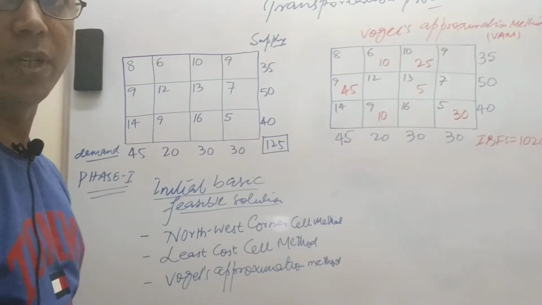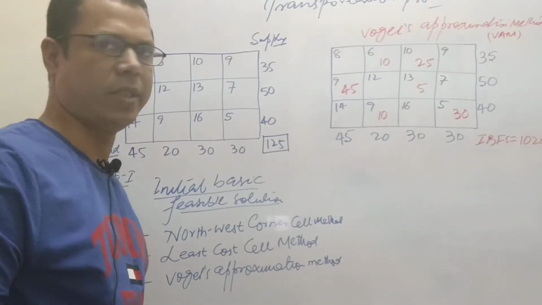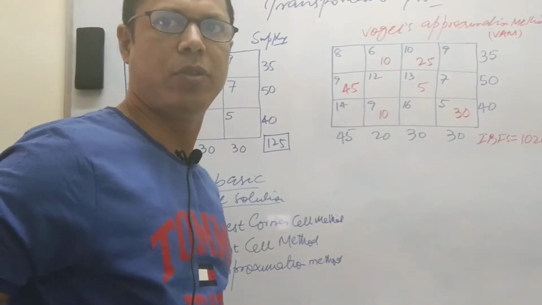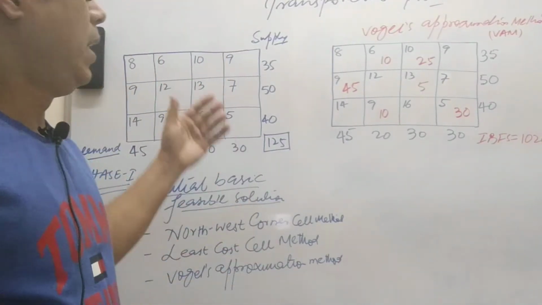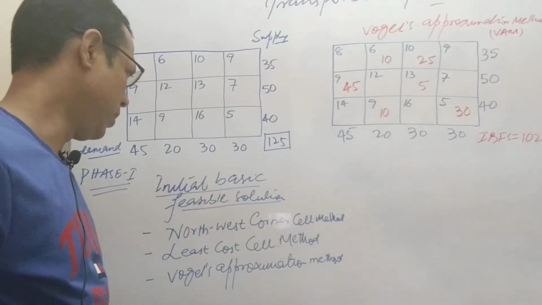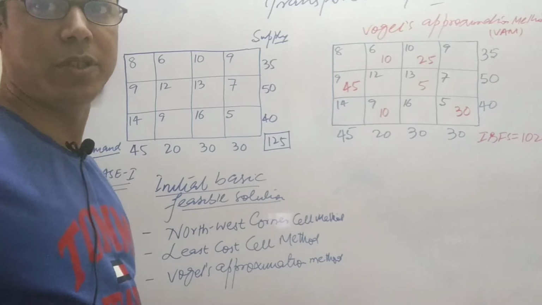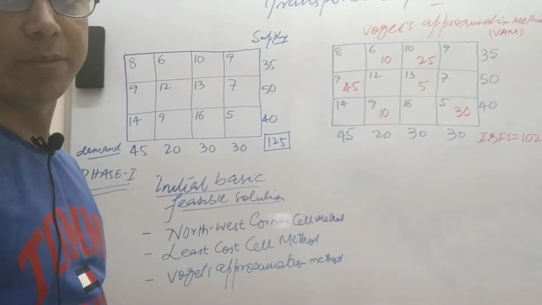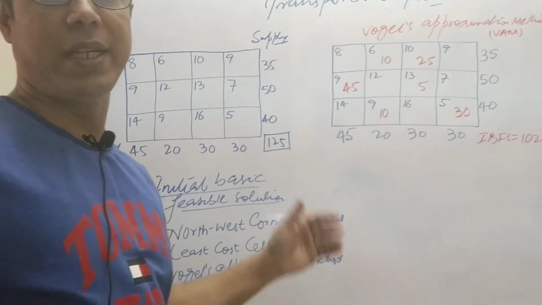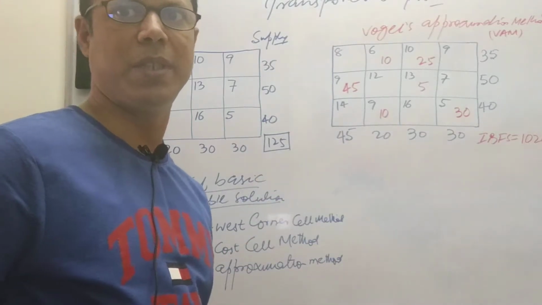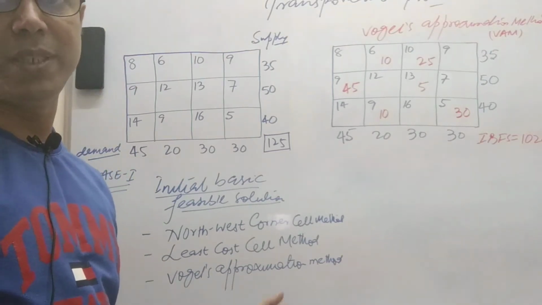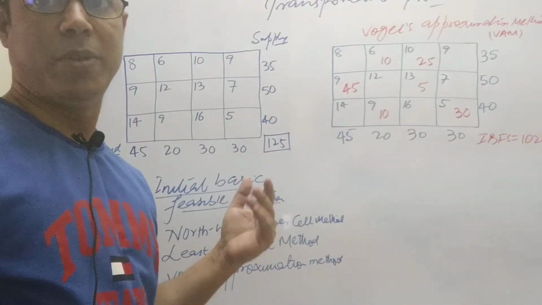Okay, so in this video I am going to continue the concepts of transportation problem. In part 1 I already discussed how to solve the transportation problem of phase 1, the initial basic feasible solution, by applying different approaches: northwest corner cell method, least cost cell method, and Vogel's approximation method. And we compared and found Vogel's approximation method is one of the best methods to find the initial basic feasible solution. Sometimes Vogel's approximation method gives optimal solutions.